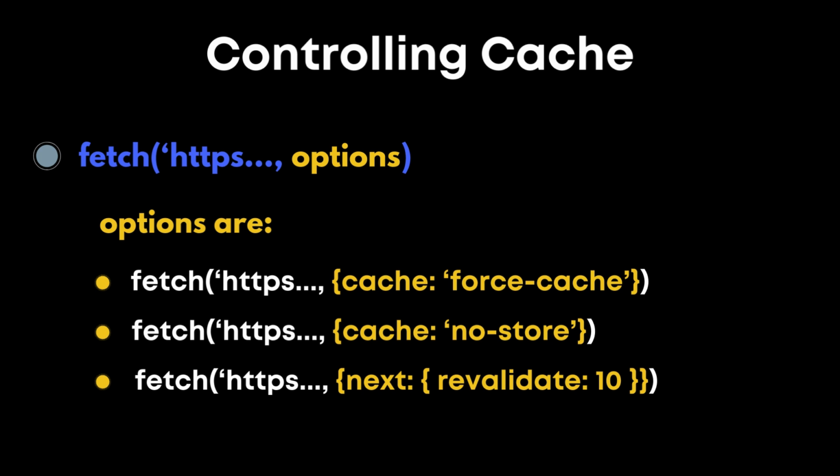This is all about caching in Next.js, and I hope that you understand what caching is, how to control it, and what the option objects are that you can use with the fetch method. So in the next video, we will go deeper into these option objects and learn how they work.